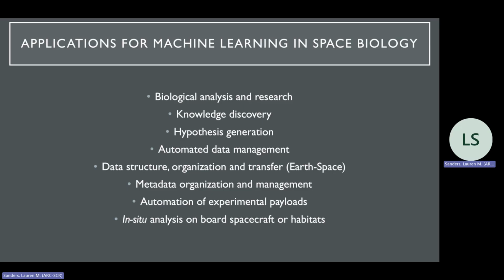But machine learning also has other potential applications, such as automated data management or data structure, organization, and transfer, like data is being generated in space. We transfer it to Earth in an automated fashion. Also, metadata organization and management, ensuring that all of our data is consistently organized. And then, in addition, automation of experimental payloads on flight or in situ analysis of onboard spacecraft or habitats. If data is being generated on board, how can we analyze it in an automated fashion? Now, these are just some of the applications we're going to touch on in this course.